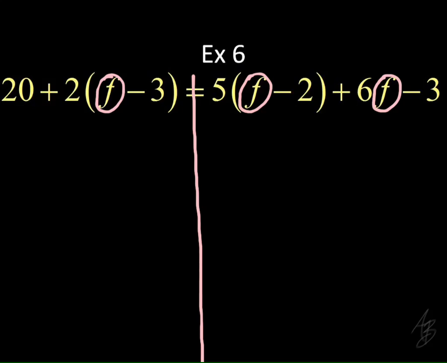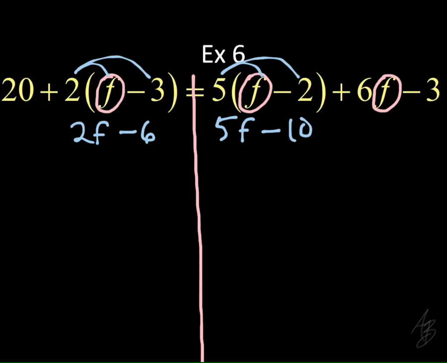We're going to distribute, right? So if we distribute that 2, we get 2f minus 6, and if we distribute the 5, we get 5f minus 10. And then once we distribute those, what do we do with everything else? Just bring it down, right? So we'll bring all that other stuff down, and you should get 20 plus 2f minus 6 equals 5f minus 10 plus 6f minus 3. You wrote it? Yeah.